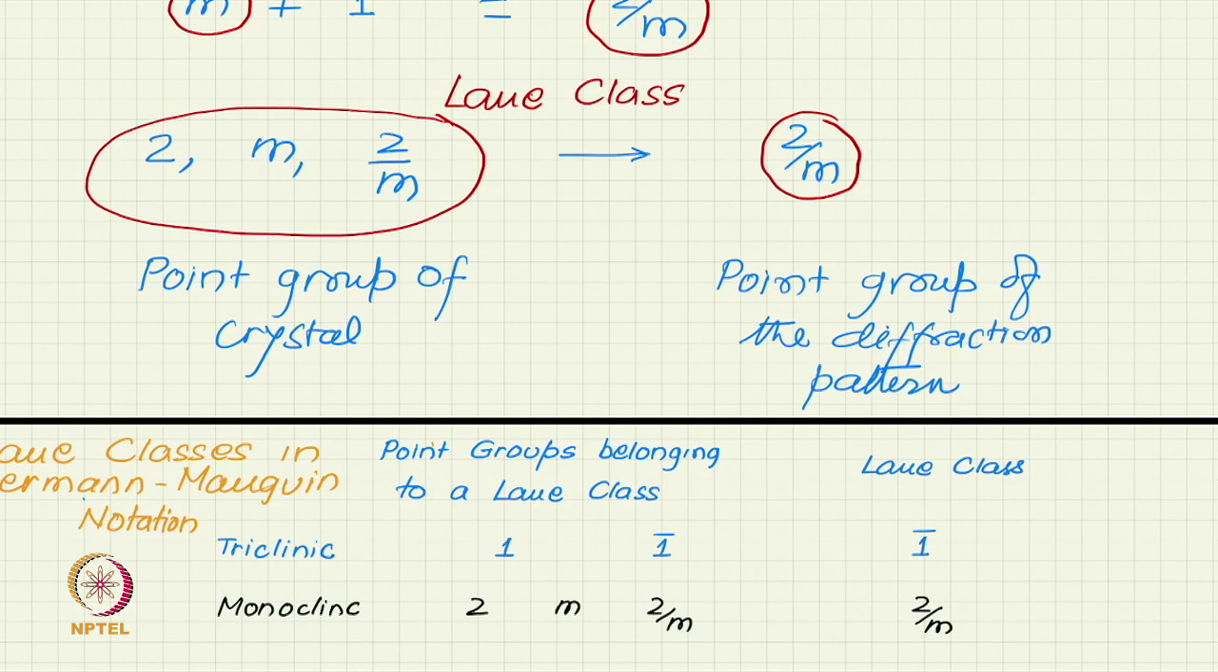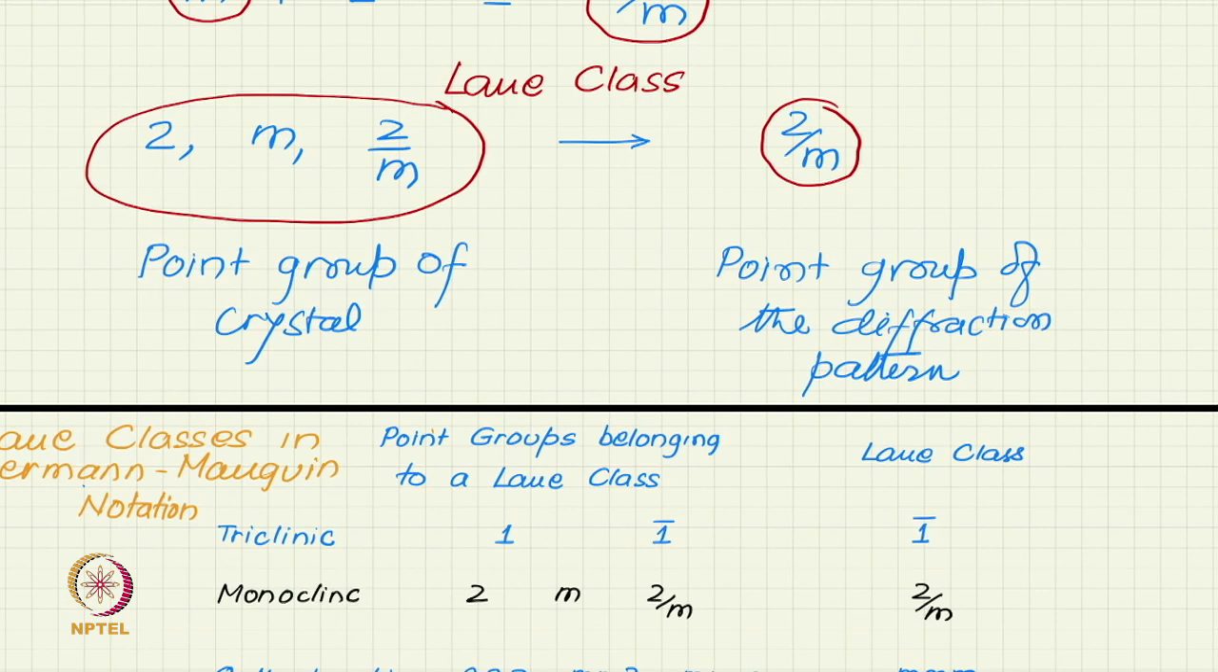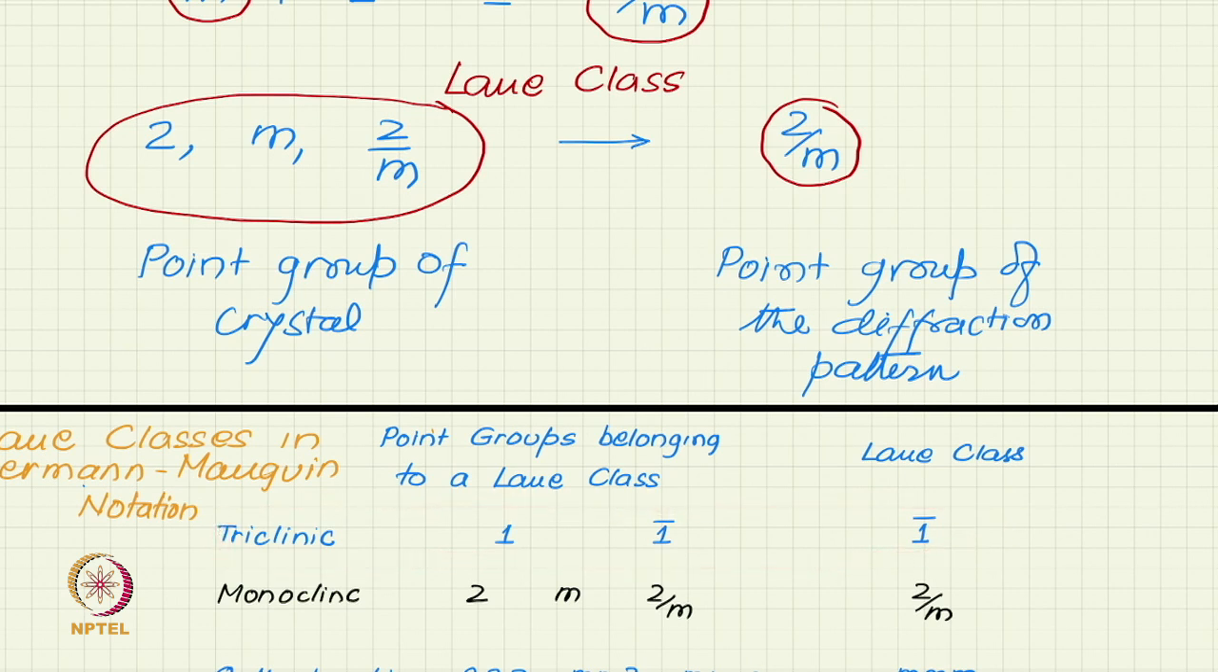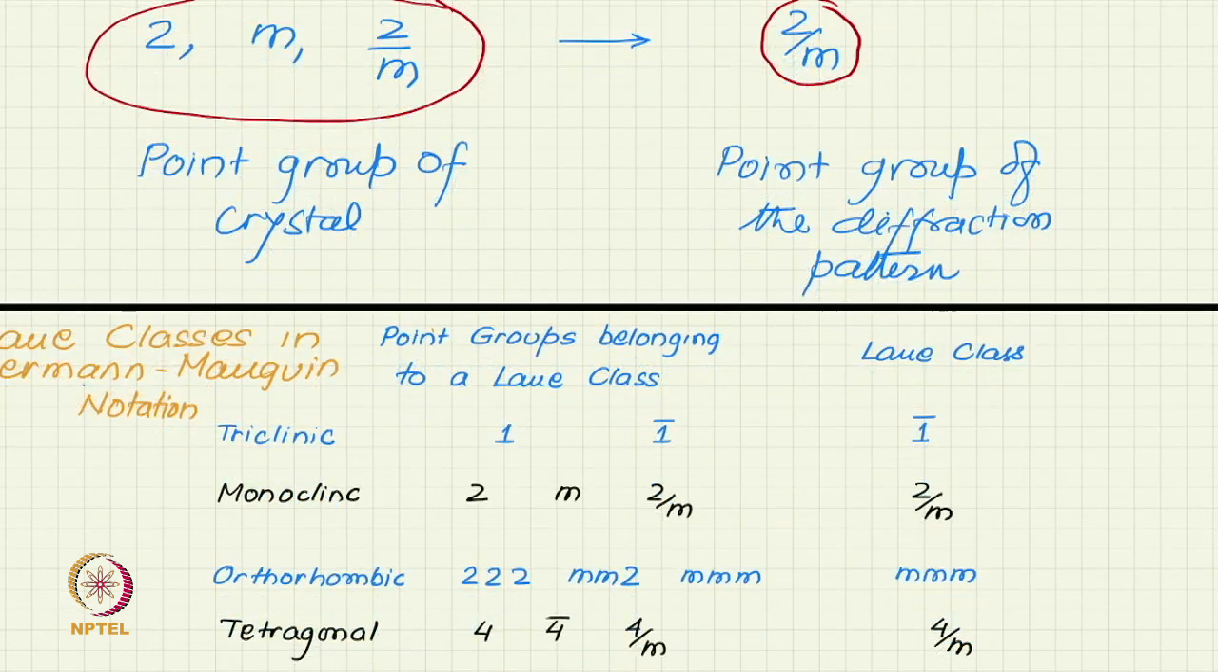So, let us look at this now, if we carry on this exercise for all the point groups. If you add an inversion center to 1, it becomes 1 bar. 1 bar already has an inversion center. So, you get 1 and 1 bar as one Laue class, which belongs to the triclinic crystal system. Similarly, 2, m and 2 by m, which we just saw, belong to the Laue class 2 by m.